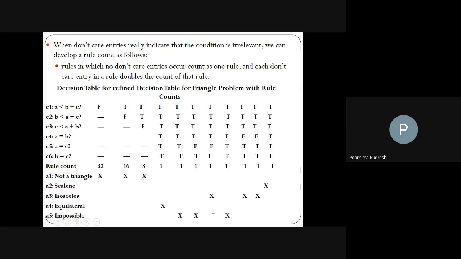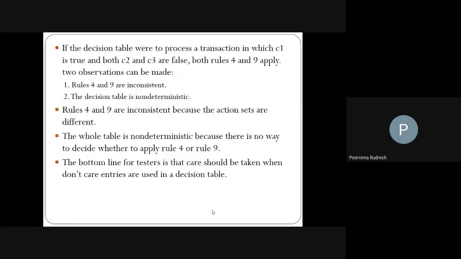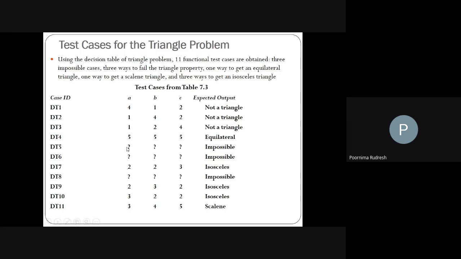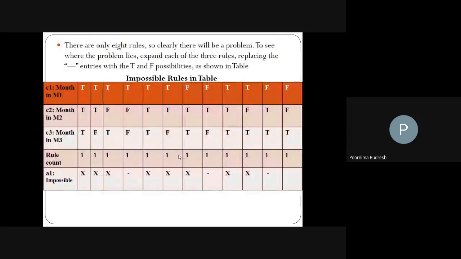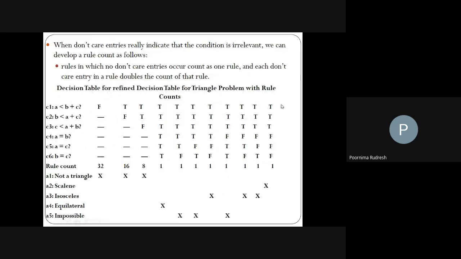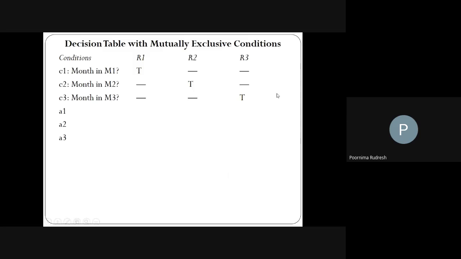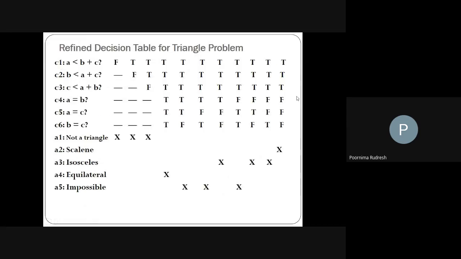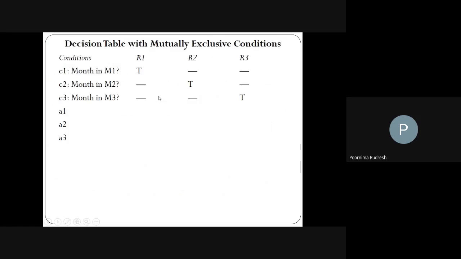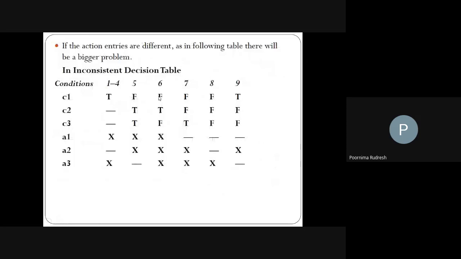So for these three cases we are considering here, as the question mark is represented, for these two and this one, this indicates that these are all the impossible cases. So here these test cases are constructed by using this table itself. We are using this decision table to construct the test cases for the triangle problem.